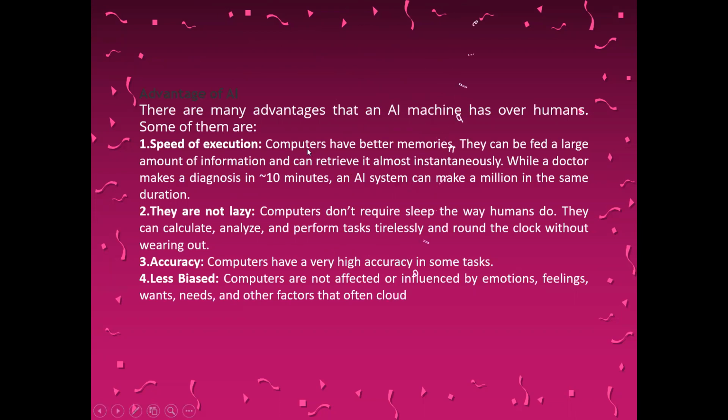Mostly I can say that this is a machine, not a human. A machine can do everything more than humans. But who created the machine? We humans ourselves. Right. So, accuracy. Computers have very high accuracy in some tasks. Accuracy means the speed.